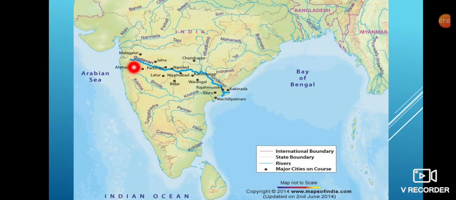You can see the flow of river Godavari. It drains the state of Maharashtra. It rises from the Nasik district of Maharashtra, drains the state of Maharashtra, and through Telangana it enters Andhra Pradesh and makes the delta here in Andhra Pradesh. It falls in the Bay of Bengal.